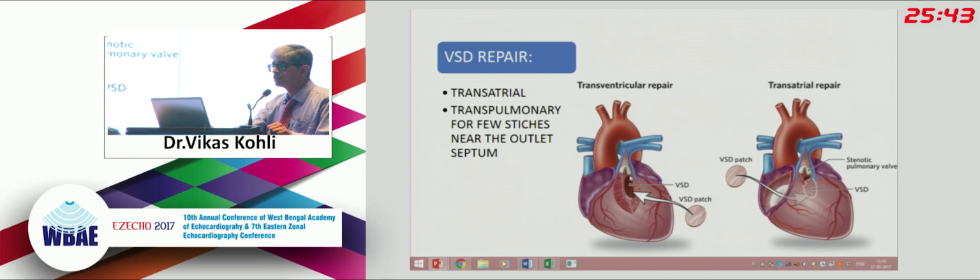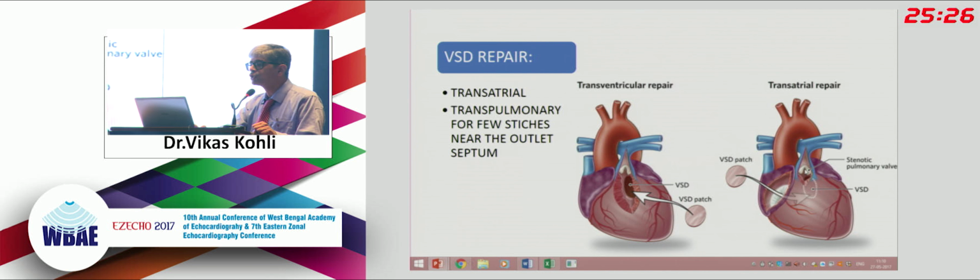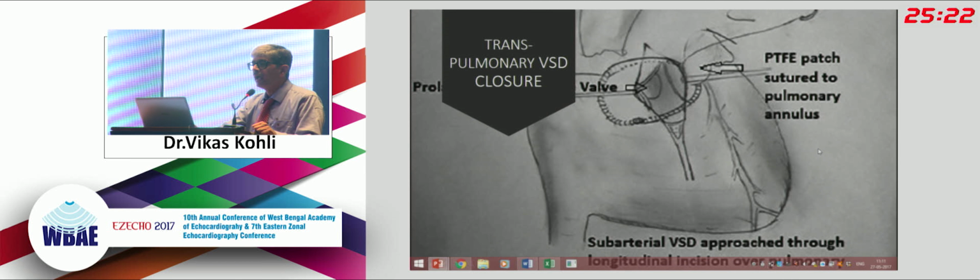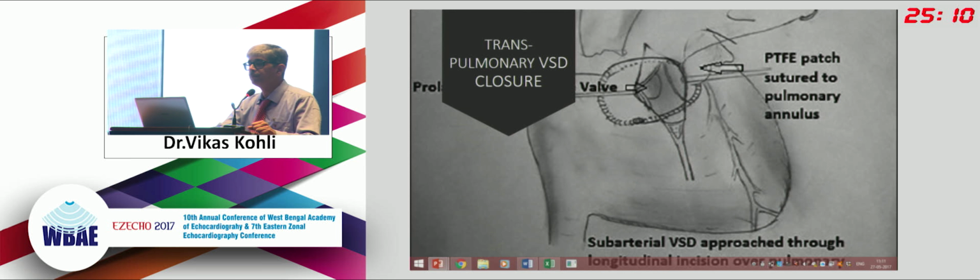So years back, this is what used to be done. Decades back, this is what used to be done. The VSD would be closed from the RVOT incision. Today, the VSD is closed transatrially. There is practically no ventriculotomy done. The ventriculotomy could be as small or smaller than this for a small annulus. And if the VSD is extending towards the pulmonary valve, you need to take a few stitches from the pulmonary artery, transpulmonary VSD closure. Also, few stitches at the upper end may need to be taken.